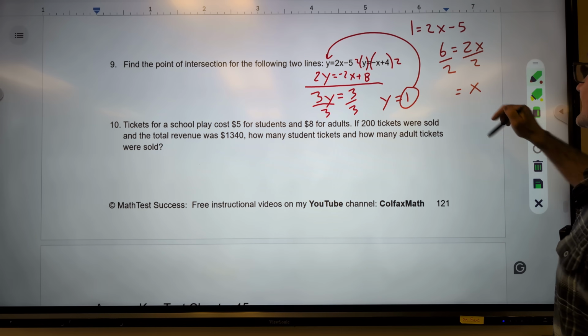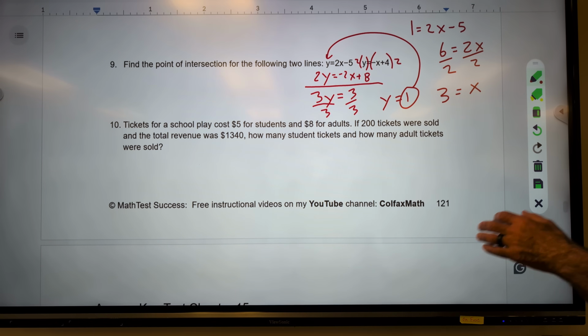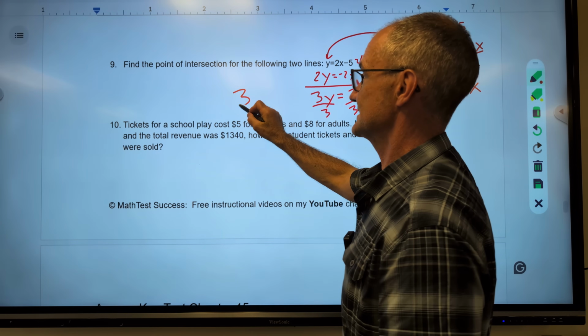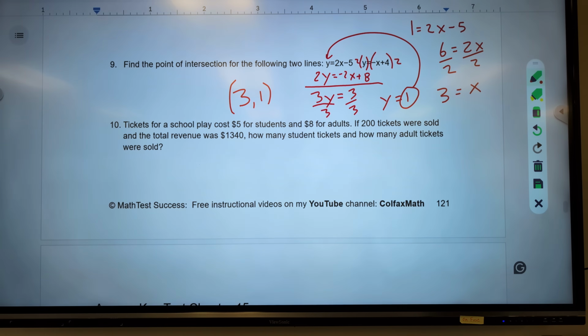I always get like this at the end of a test. x is equal to 3. It is an ordered pair. x always has to come first. So your solution is (x, y), the ordered pair (3, 1).